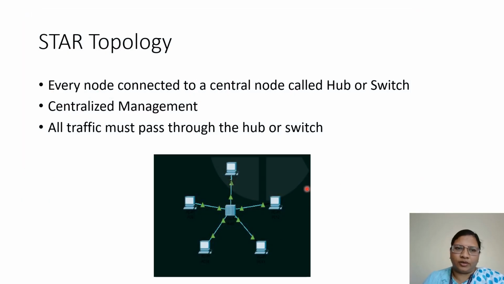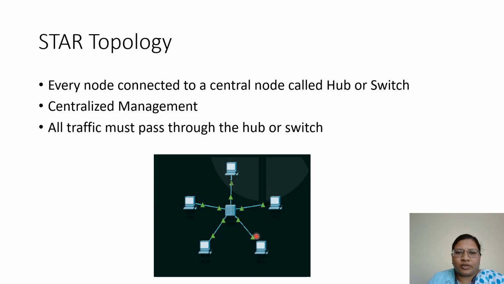Next is star topology. Star topology is nothing but every node connected to a central node called a hub or switch. You can see this node is connected to the central node, and this node, and this node. So these 5 nodes are connected to the central node called a hub or switch, and we can call this centralized management. All traffic must pass through the hub or switch. So this is a star topology.